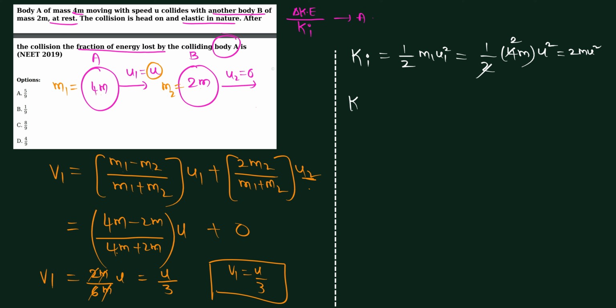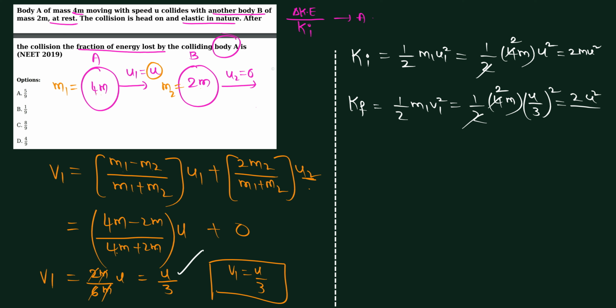Next, the final kinetic energy is half of m1 v1 square. What is the m1 value? M1 value is 4m. What is the v1 value we got here? U by 3 whole square. So half of 4 is 2 times. So 2 into u square by 3 square, that is 9. 2u square by 9. Then how do you get the loss in kinetic energy? Very good. 2m u square by 9.